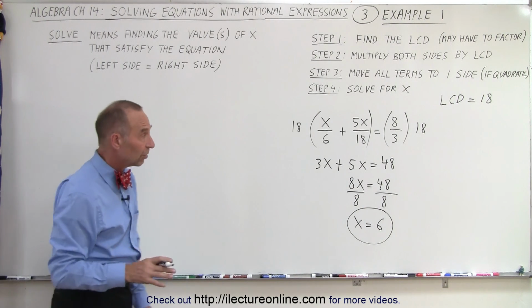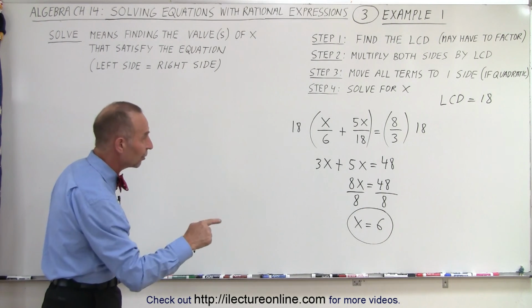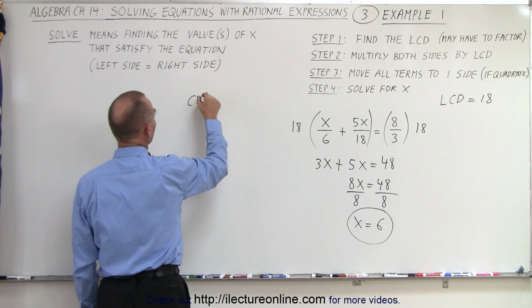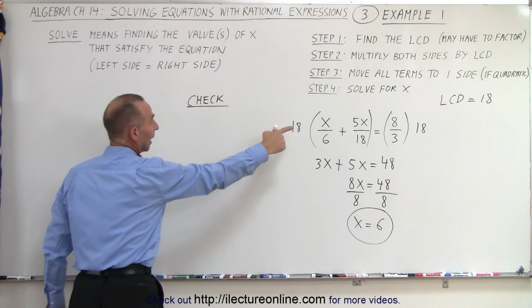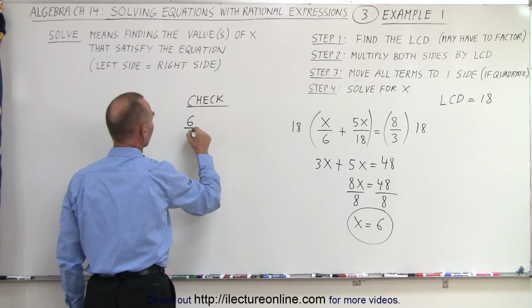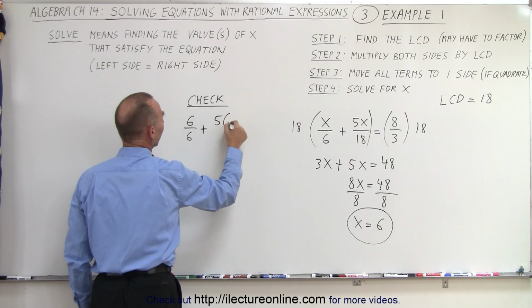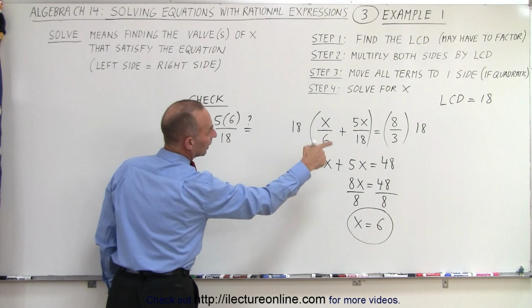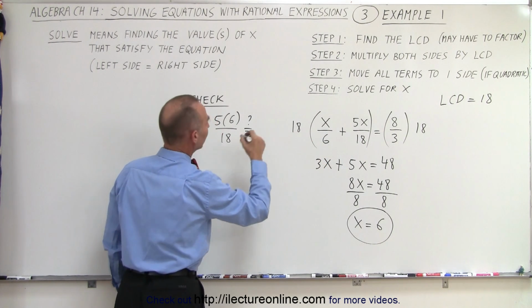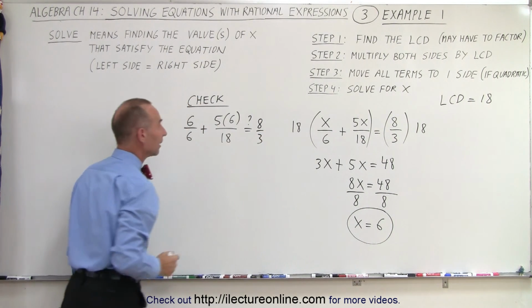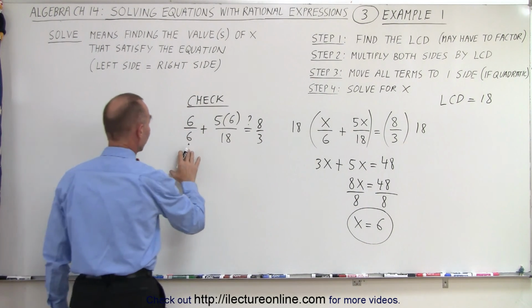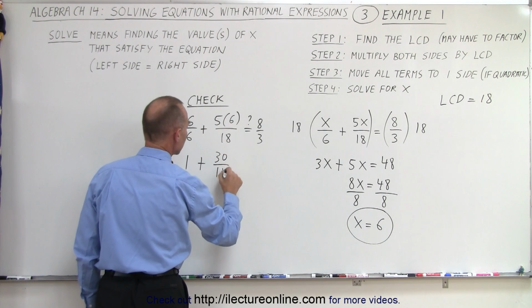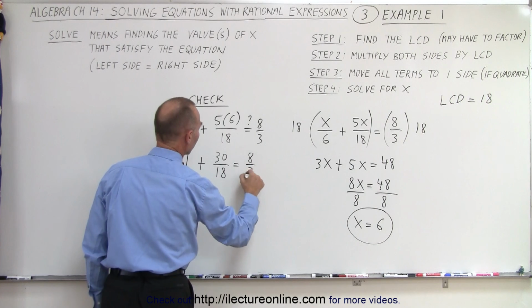Of course, we could check to see if we did it correctly. Let's plug the value back in the original equation to see if we did it correctly. So here we're going to do a check. And let's see, we have 6 divided by 6 plus 5 times 6 divided by 18 should equal what we had here, 8 divided by 3. All right, let's see if that's indeed correct. So on the left side, we have 1 plus 30 divided by 18 is equal to 8 over 3.